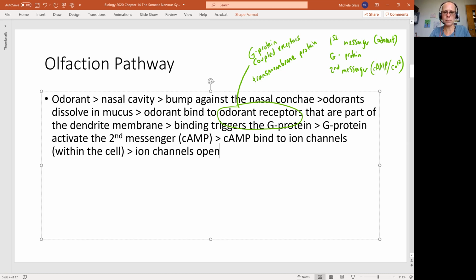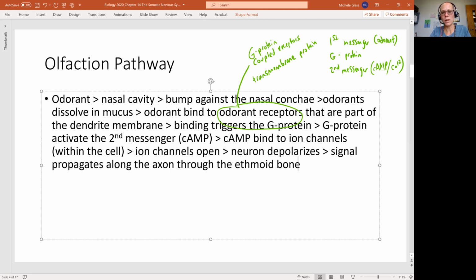And the ion channels open, and so the neuron depolarizes. When a neuron depolarizes, remember this means that a positive charge has moved into the cell. So more than likely this ion channel is a sodium channel, and we get sodium moving into the cell. When the neuron is depolarized, that's going to send the signal all the way down the axon. And so the signal propagates along the axon through the ethmoid bone. Remember, we had those olfactory foramina. And then we're going to see it synapse on neurons, and here I'm just going to simplify things and say of the olfactory nerve. And we do need to remember that this is cranial nerve number 1.